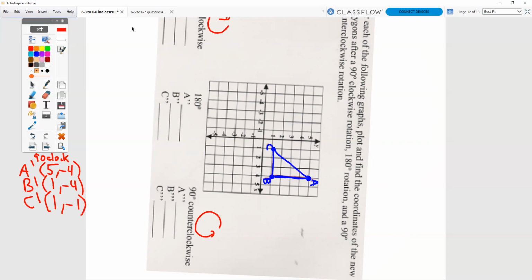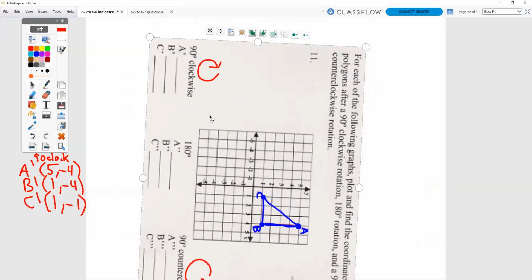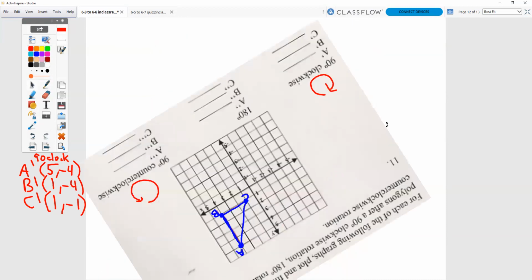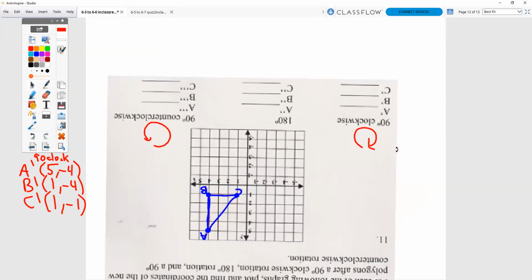Now for 180 degrees. All right, I need to turn my paper again. This is a little bit hard on the board sometimes. I need to turn my paper completely upside down for 180. All right, so for 180, I'm going to switch to purple. So now we have A double prime, B double prime, and C double prime. I think it's a good idea to find all the points first, then go back and graph them.